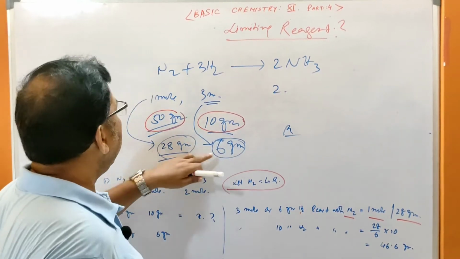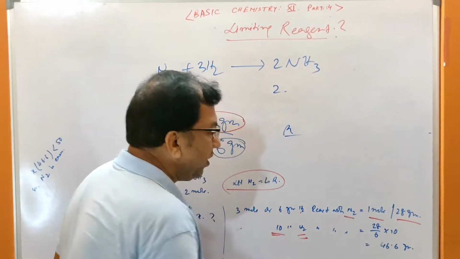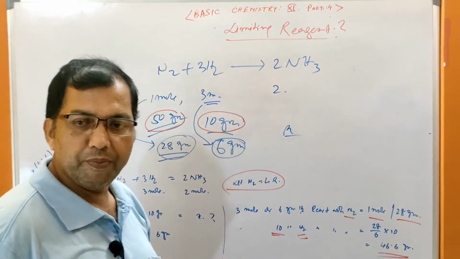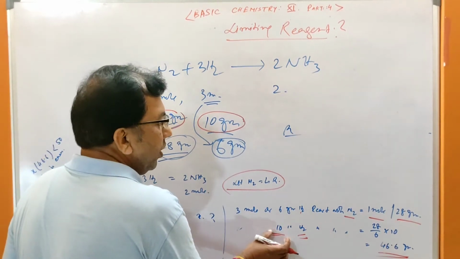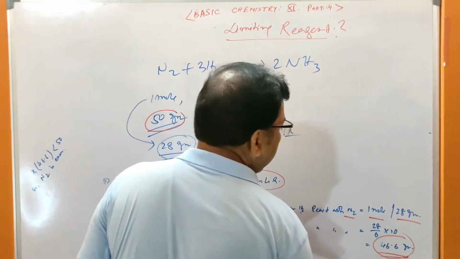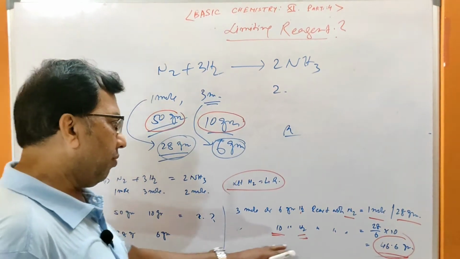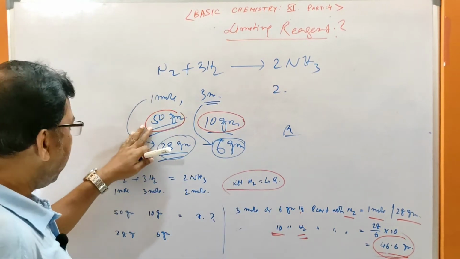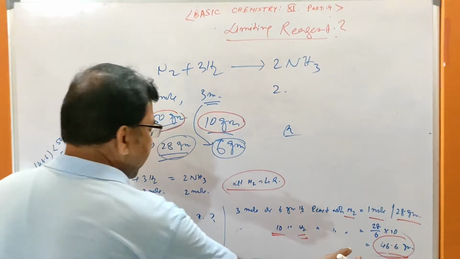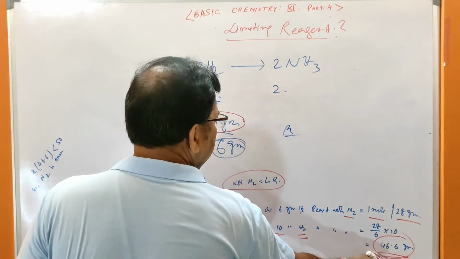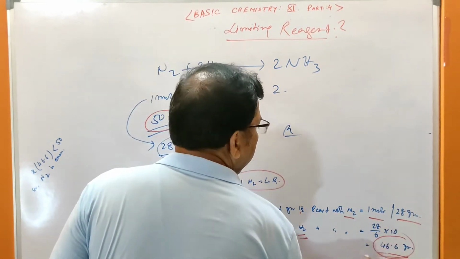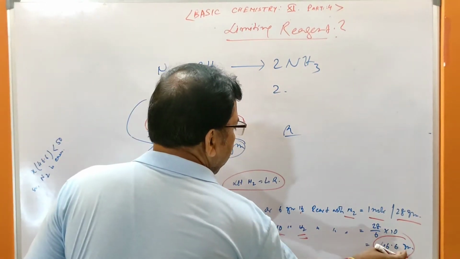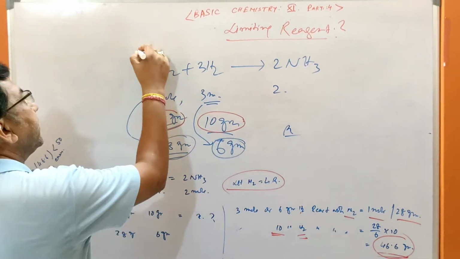That means 6 gram hydrogen reacts with 28 gram of nitrogen. You have been given 10 gram. The 10 gram of hydrogen reacts with how much? 28 by 6 into 10, that is 46.6 gram. So 10 gram of hydrogen reacts with 46.6 gram of nitrogen. But what is given here is 50 gram. That means it is in excess. Clear? The requirement is 46.6, so the rest is excess.